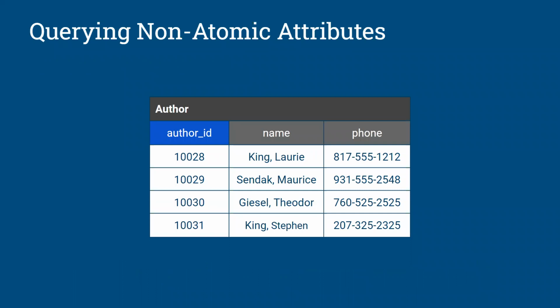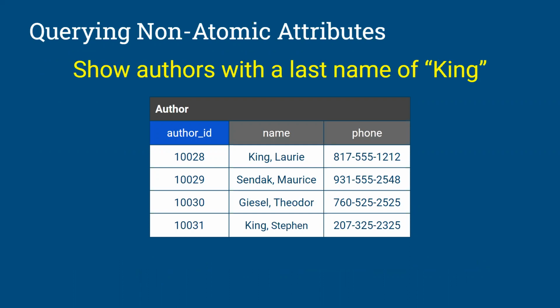Okay, so this is the main reason that we want to get rid of non-atomic attributes. We would like all of our attributes to be atomic. And that is, let's say we got this query: show authors with the last name of King.